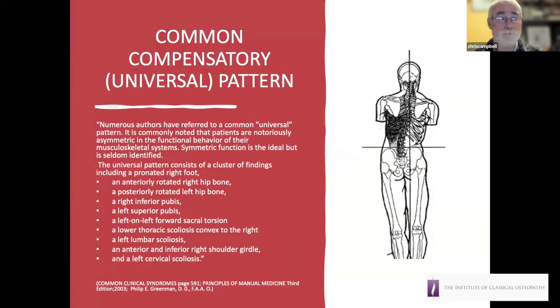Greenman, very close to what Wernham is saying. Anterior right innominate, posterior left, right inferior symphysis pubis, left superior, left on left forward sacral torsion, lower thoracic scoliosis convex to the right, left lumbar scoliosis, anterior inferior right shoulder, and a left cervical scoliosis. A fair amount of agreement in general with what Wernham is saying.